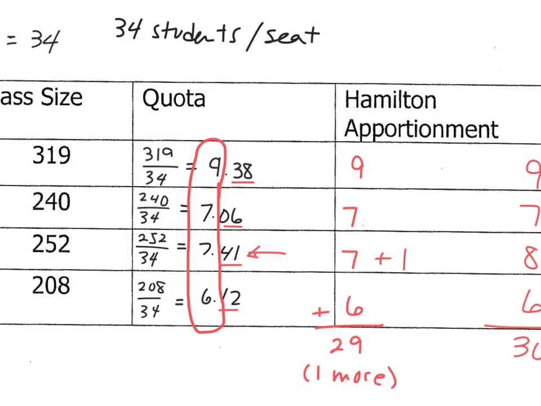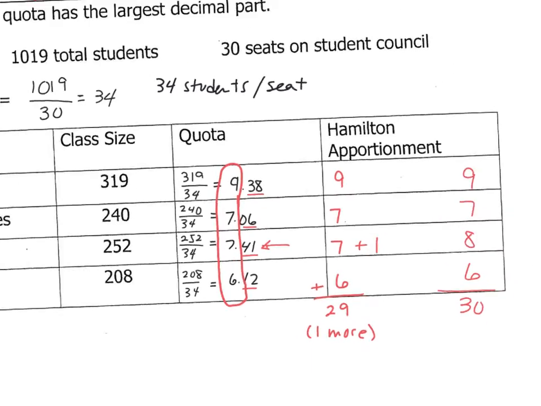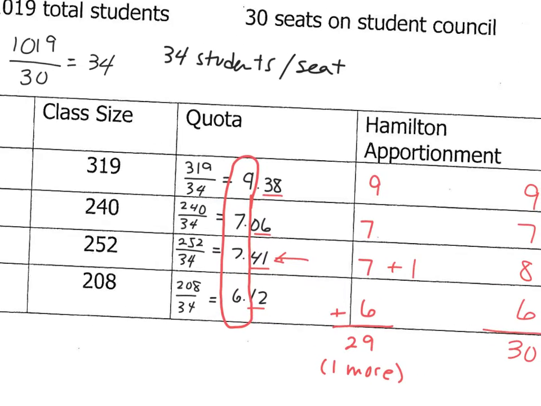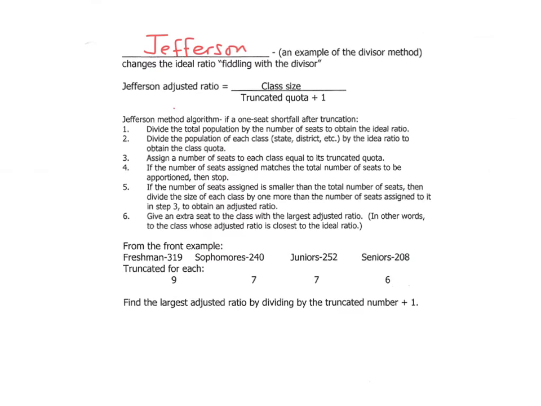Moving on to what we call the Jefferson method, before I go to the other side, what we have to understand is up to this point, finding the ideal ratio and the quotas is all the same, up until we figure out there are only 29 counted for, 1 left over. So then the Jefferson method has a different way to assign this extra 1. The Jefferson method is an ideal ratio where we are fiddling with the divisor.